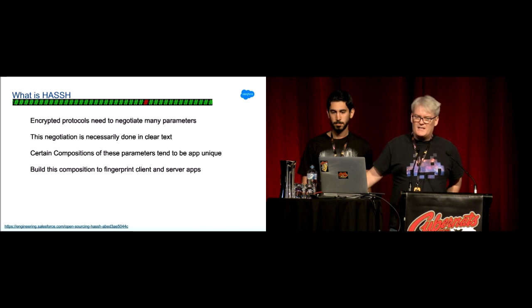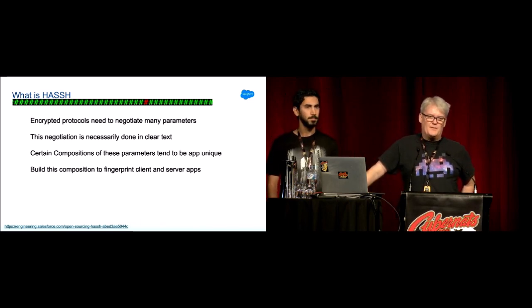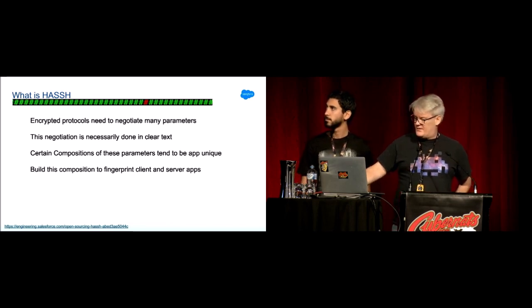So what is HASSH? Well, every encrypted protocol needs to exchange algorithms before it actually becomes encrypted. And by necessity, this is done in clear text over the wire, and it's a beautiful thing because we can have a look at those protocols and determine which compositions of them signify that you're using a particular app, because they do tend to be app specific, and you just need to figure out what that composition is in order to be able to successfully fingerprint client and server apps.